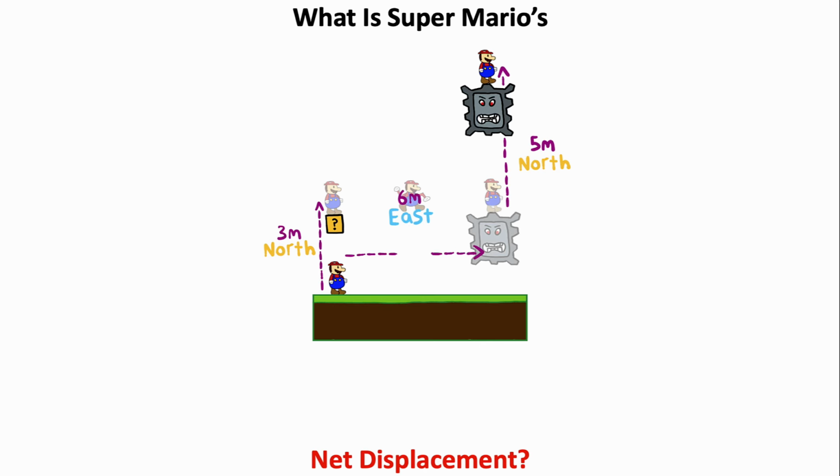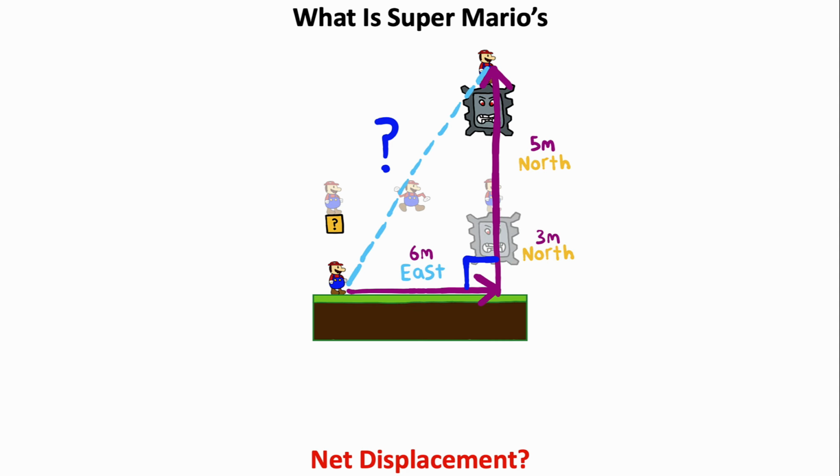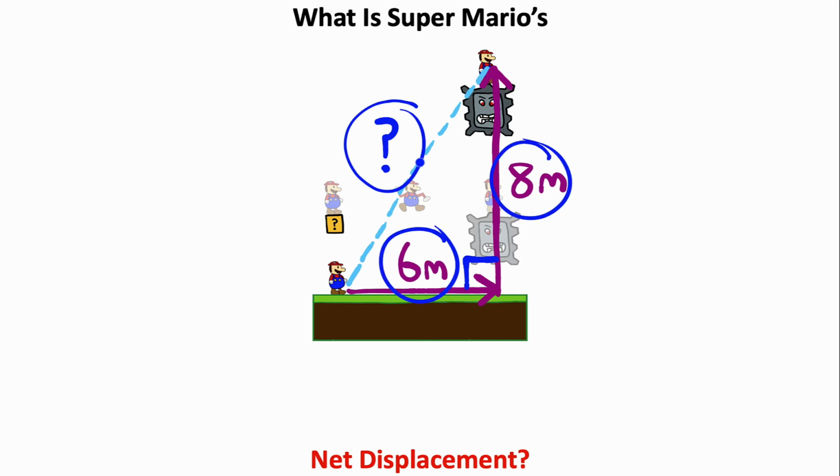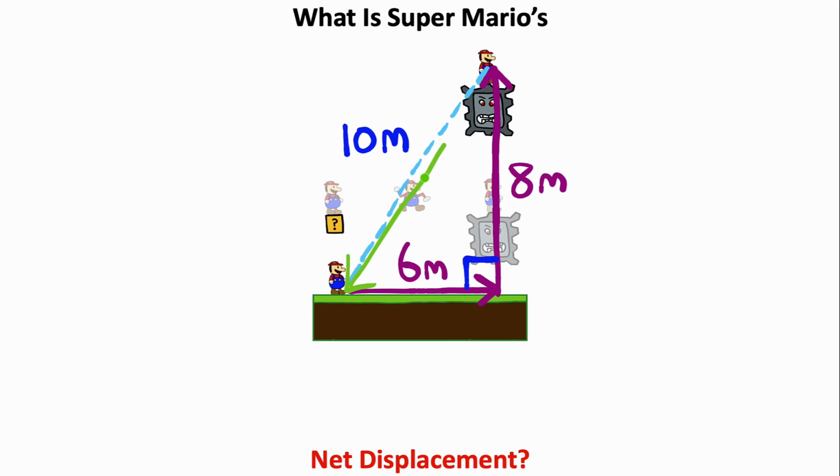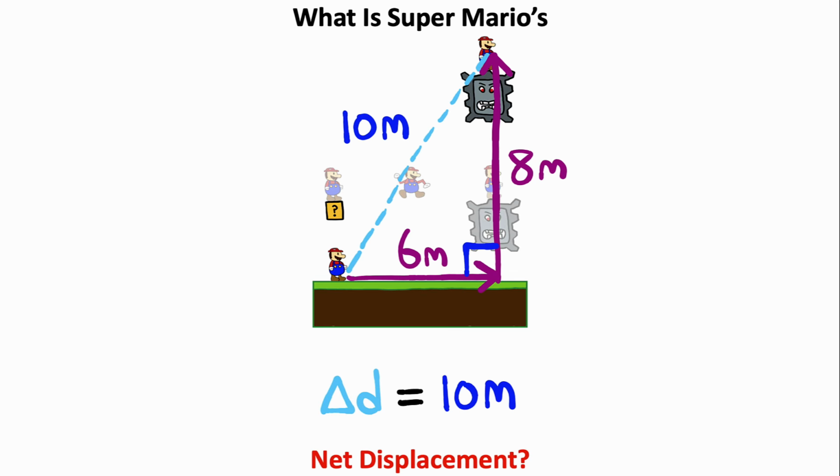And if I rearrange these vectors, you may notice that I can get a familiar shape to form, which is a right triangle. This leg of the triangle is 6 meters, that leg of the triangle is 5 plus 3 or 8 meters, and then all we need to do from here is use the Pythagorean theorem to recognize this is a 6, 8, 10 right triangle. So we can clearly see that Mario's net displacement is 10 meters.